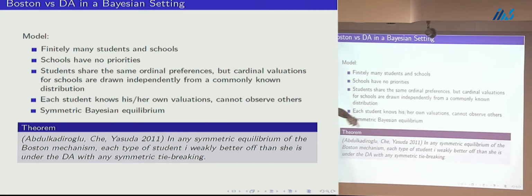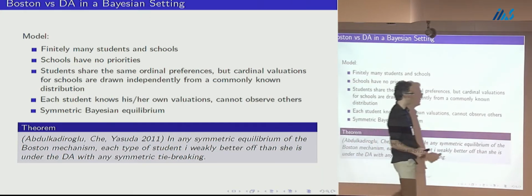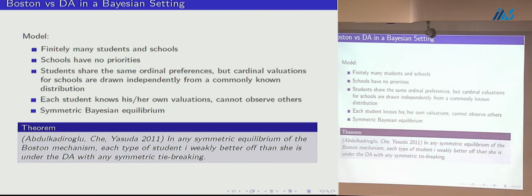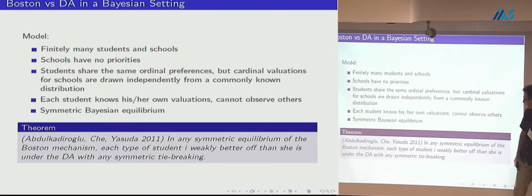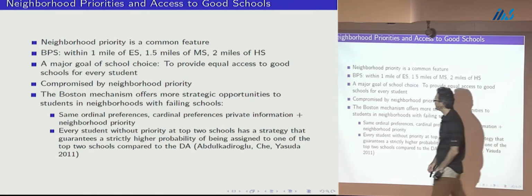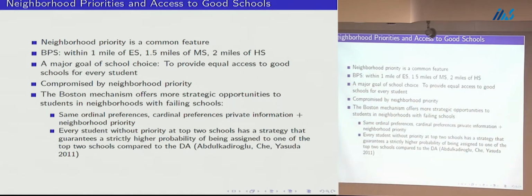Each student knows his or her own valuation, but cannot observe the others. So in any symmetric Bayesian equilibrium, we can show that each type of student i gets a weakly better expected utility under the Boston mechanism in comparison to his expected utility under Gale-Shapley. Now, there's also a sense, yes?